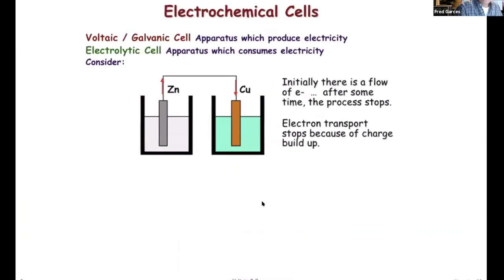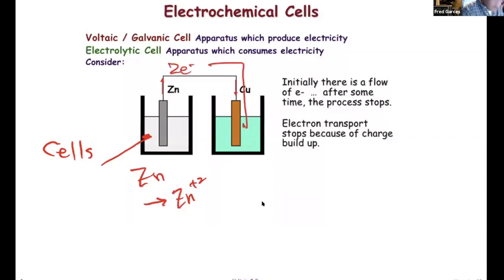Okay, here's the cell again. Now we separate the two reactions, and we call these cells because they have their own isolated chamber and they're doing their own chemistry in isolation, but being connected through an external wire so that electrons can be shuttled. Here, the zinc is going to get oxidized, and you know how many electrons are produced per mole of zinc. There's going to be 2 electron transfer, and that's going to go to the copper.